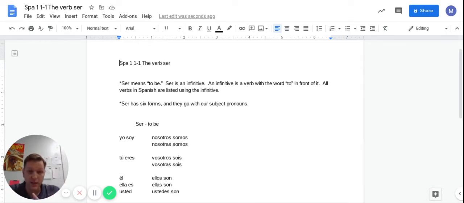Okay, let's start off with this. Ser is an infinitive. All verbs in Spanish are always going to be taught to you as an infinitive. An infinitive is a verb with the word to in front of it. Every verb has an infinitive. Instead of think, it's going to be to think. Instead of go, to go.